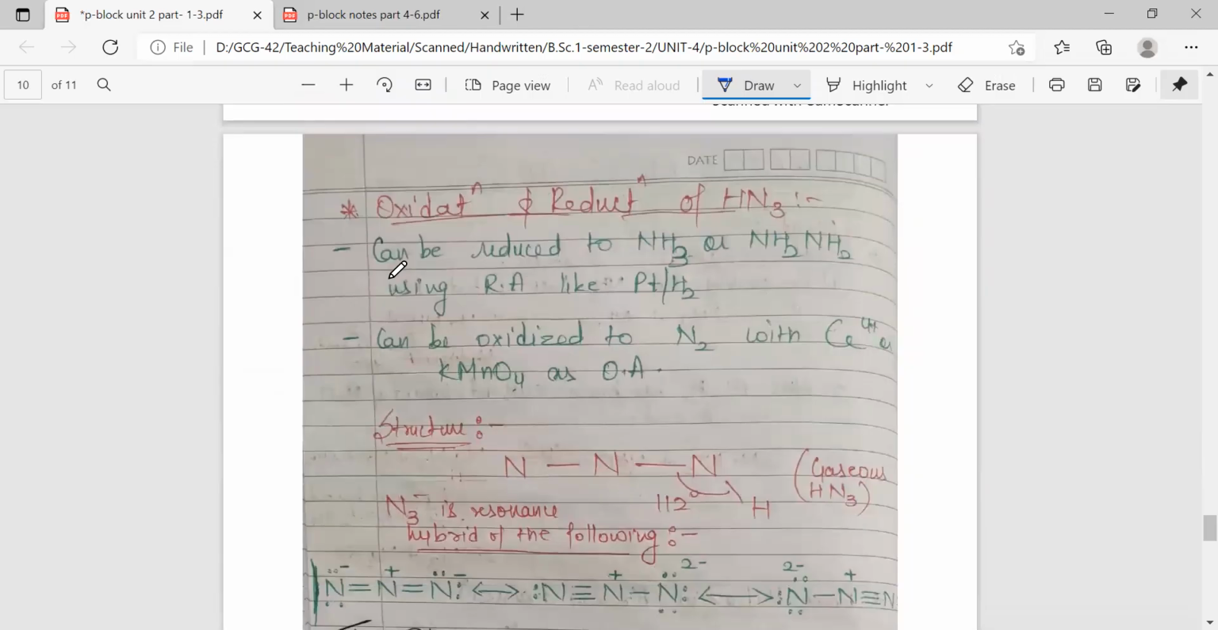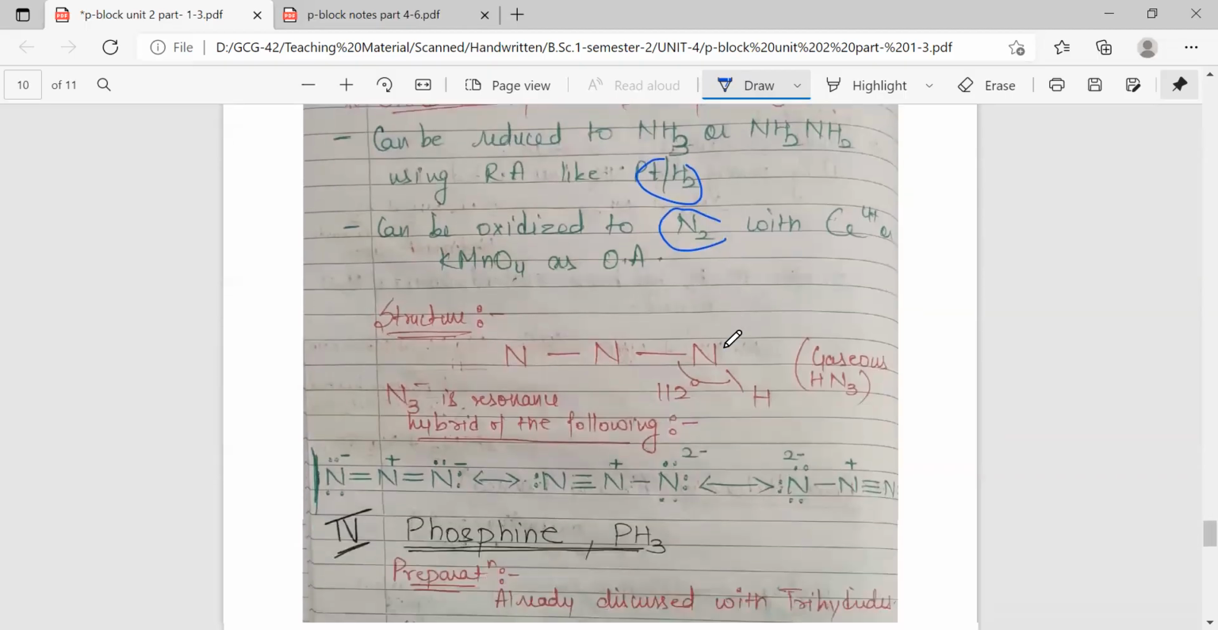Now, the oxidation and reduction of hydrazoic acid. It can be reduced to ammonia or hydrogen using reducing agents like platinum and hydrogen. We can reduce it to the corresponding ammonia and hydrogen, and it can be oxidized to nitrogen using different oxidizing agents, just like cerium and KMnO4.